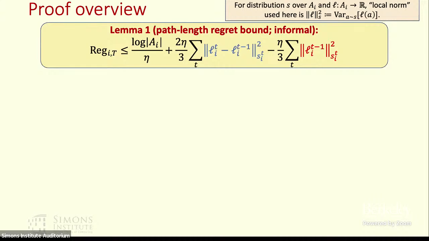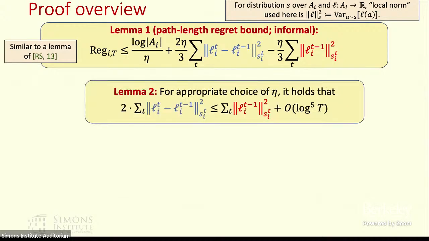You don't have to worry about it. It's not that important for the purposes of this slide. And there's a third term which is negative, so it's going to help us make the regret bound smaller. It's a sum over time steps t of the loss vector at time step t, measured again with respect to this local norm. And so this lemma is relatively standard. Similar things to it have been known for a while. We do have to modify the existing work a little bit, but that's not the bulk of the proof.